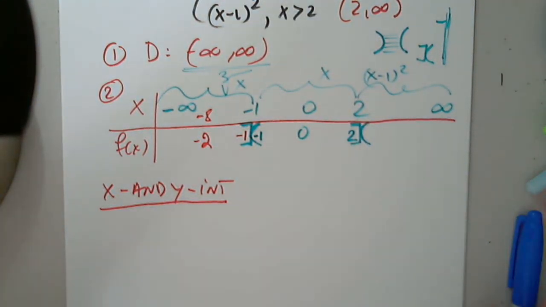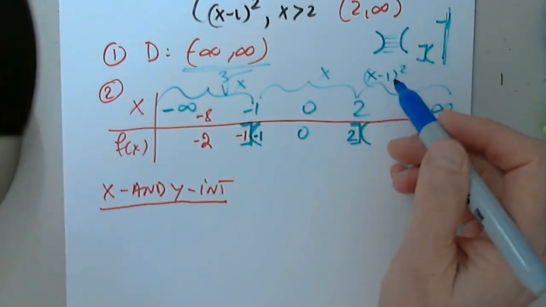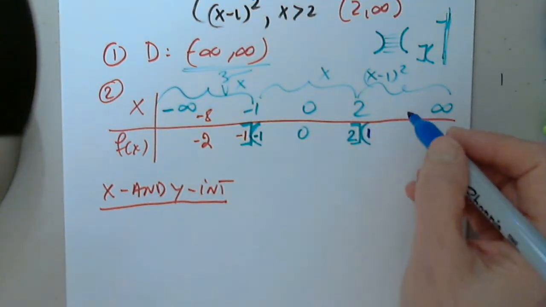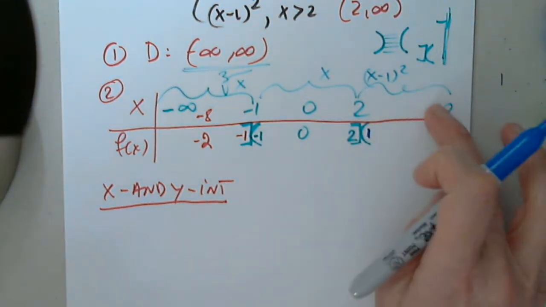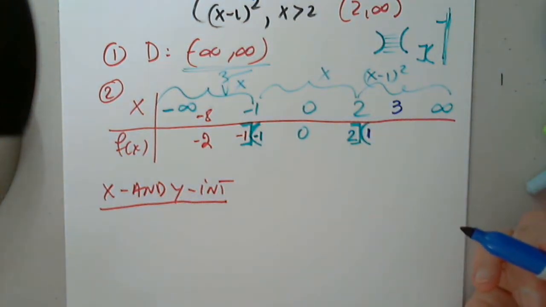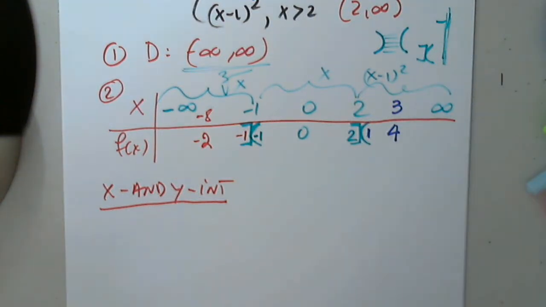Done with the middle. And now the right, when I plug in 2, 2 minus 1 is 1, 1 squared is 1 inside the parenthesis. And I would like to put in 1, but 1 is not here. That's the x-intercept. So I have to put in 3. So 3 minus 1 is 2, 2 squared is 4.